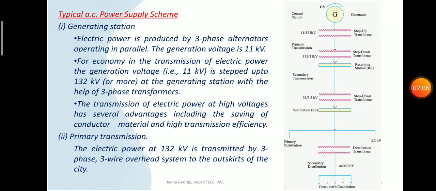So, we are using high voltages for transmission. By reducing the current, we can also reduce the conductor material required.